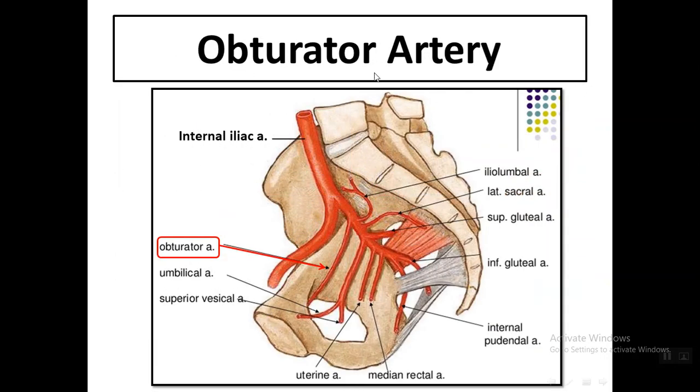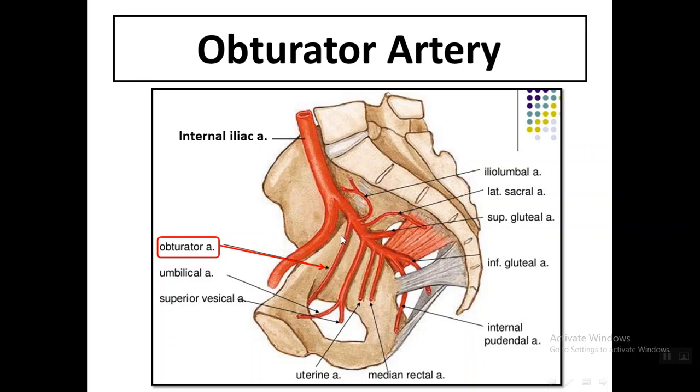What is the blood supply of the medial compartment of the thigh? It is through, as we said, the obturator artery. The obturator artery is a branch of the internal iliac artery. This is the iliac artery. This is the internal iliac artery.